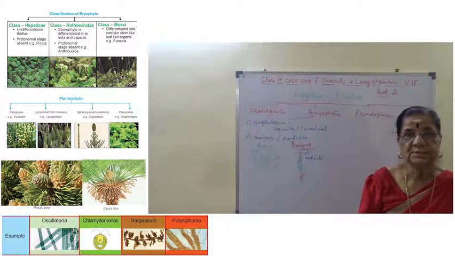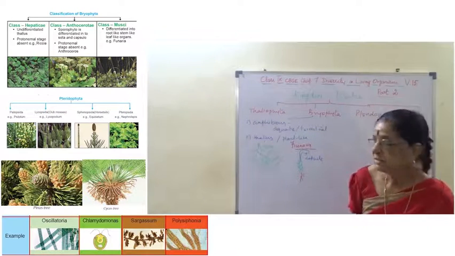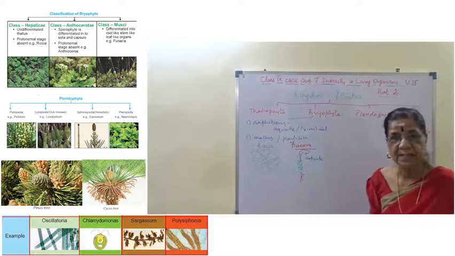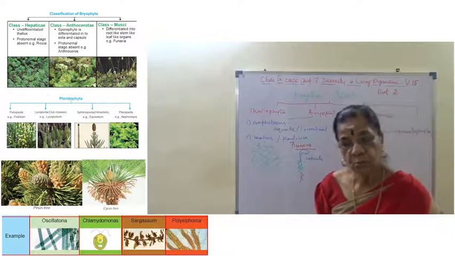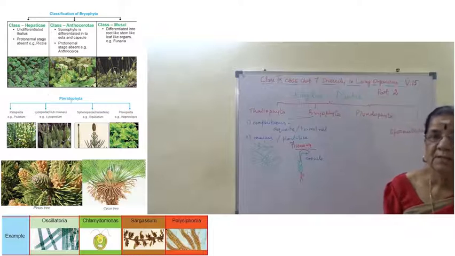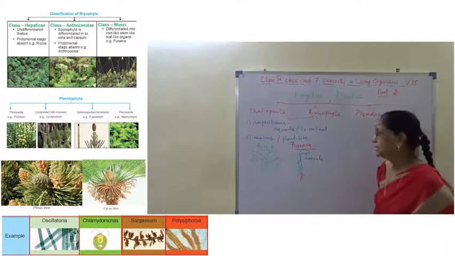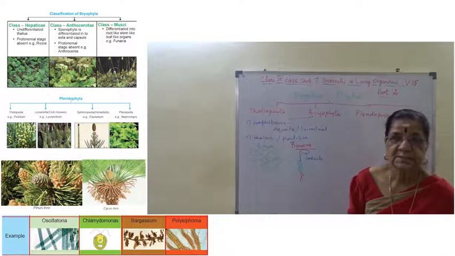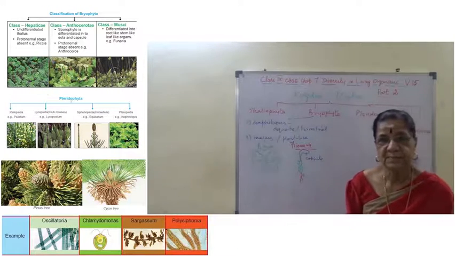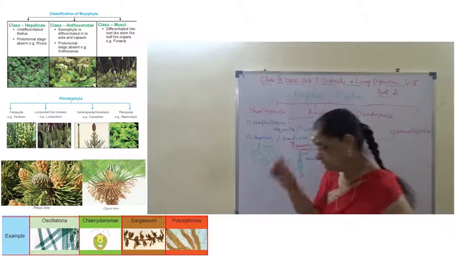Just go through this for a second, and we will continue. Bryophyta are amphibious plants showing two modes of life, aquatic and terrestrial, and moisture is needed to complete the life cycle. The plant body is called thallus and plant-like. Thallus plant body, example Riccia and Marchantia.